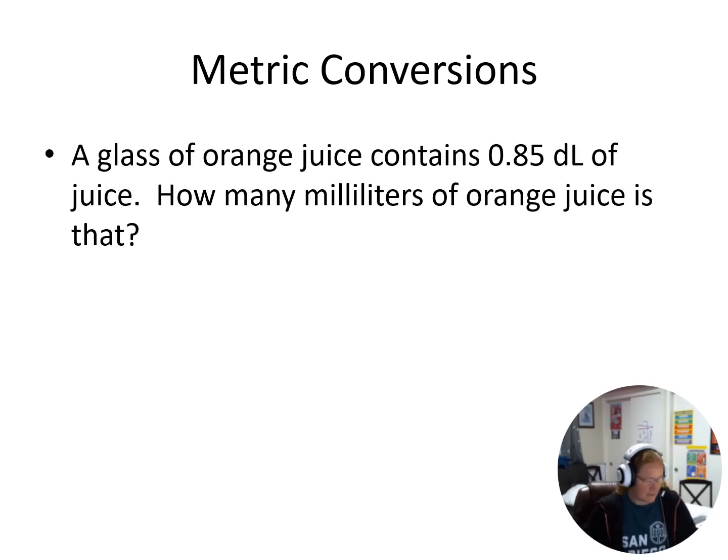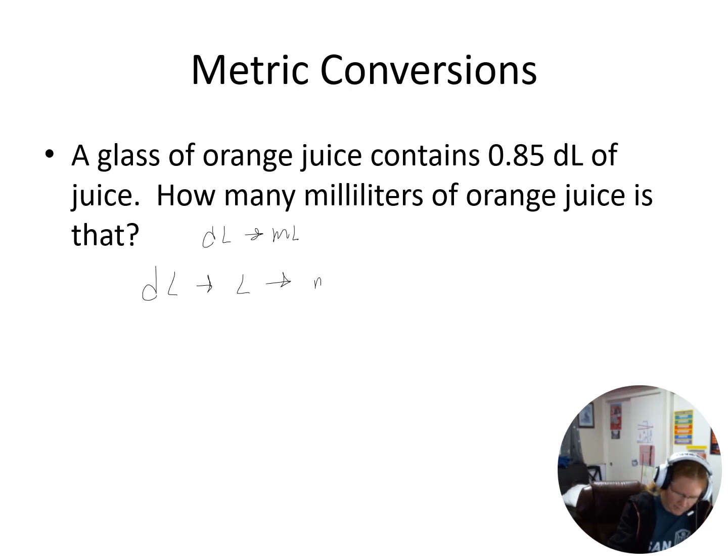All right. Now we're going to do deciliters to milliliters. Again, we can go through our base unit. So I'm going to do deciliters to liters to milliliters. So I have 10 deciliters equals 1 liter, and I have 1,000 milliliters equals 1 liter.